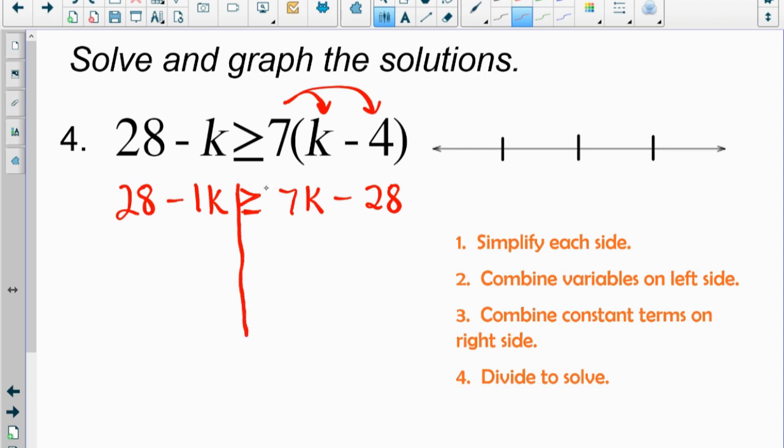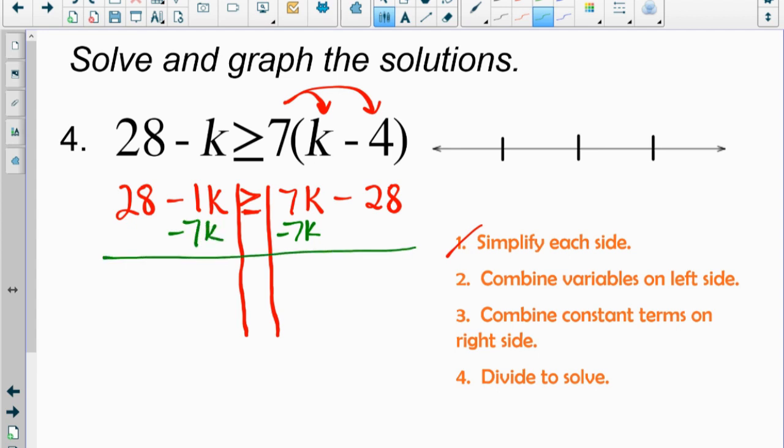Now I'm ready to start rearranging and moving things around. So next I want to combine variables, and my preference is always to move things to the left-hand side, for the variables at least. So a positive 7k, I want to subtract 7k to move those to the left-hand side. That's going to leave me with 28 minus 8k. That zeroes out. Let's bring down the negative 28. And all I did was subtract, so my symbol stays the same for now at least.